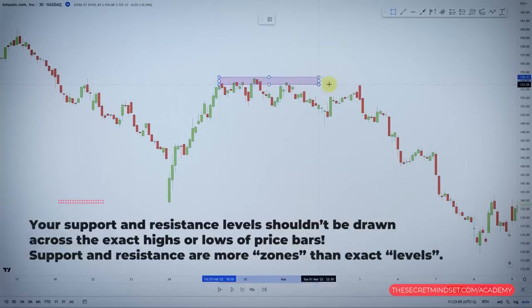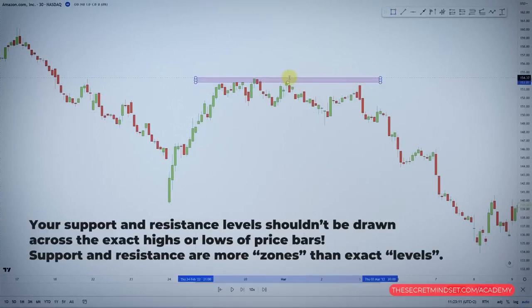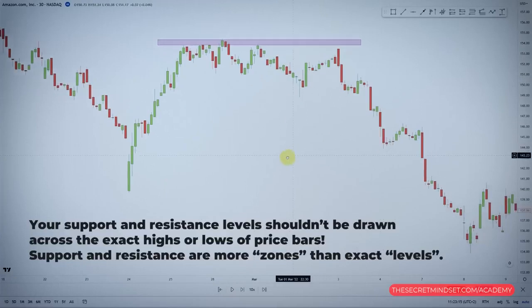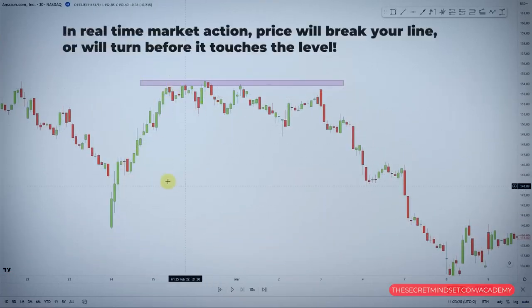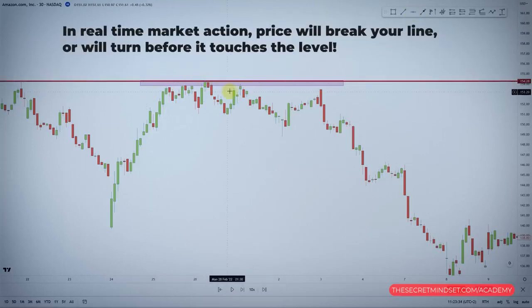Your support and resistance levels shouldn't be drawn across the exact highs or lows of the price bars. Oftentimes, support and resistance are more zones than exact levels. You'll see a key level that is indeed an exact level, but more often than not, price will break your line or will turn before it touches the level. Point being, you don't always have to draw the level exactly through the high or the low of the bar.